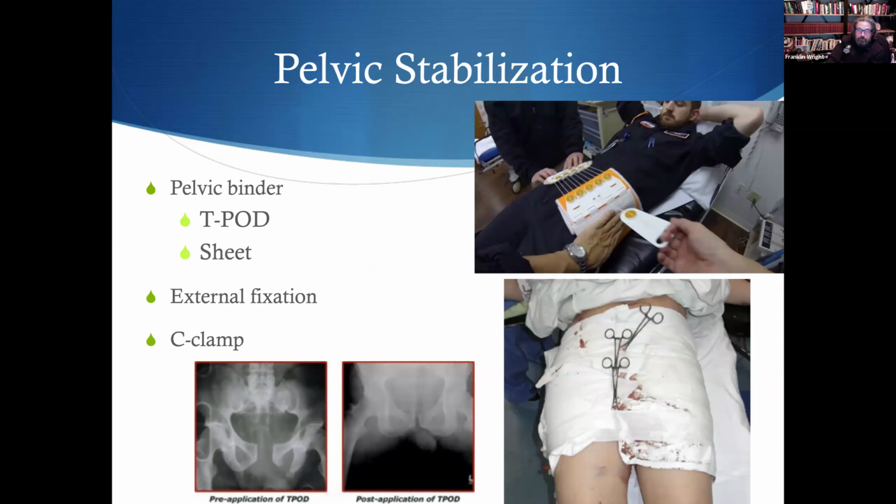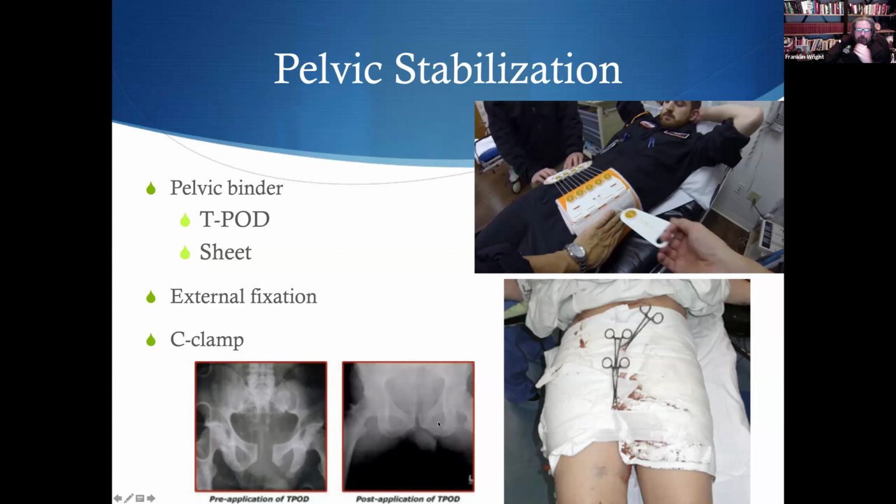Sheets work, and then certainly in the hospital, orthopedic applied external fixators or C-clamps can work, but T-pods really work well. So this picture on the bottom is a classic APC3 or open book pelvic fracture, and you can see on the left side, back by the sacroiliac joint, a widened gray space. That's where the sacroiliac is disrupted, and you can see the pubic symphysis is completely opened.